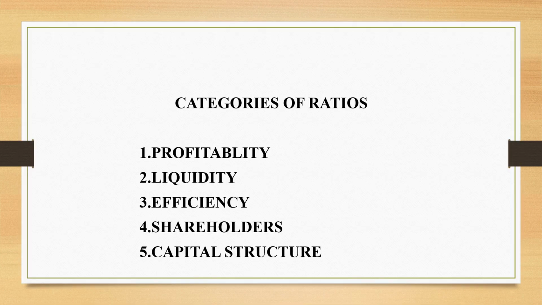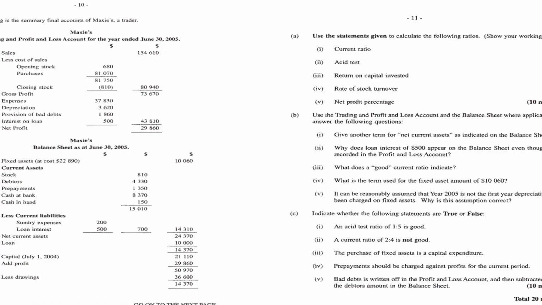The five main categories of ratios are profitability, liquidity, efficiency, shareholders, and capital structure. In this presentation, we will use the statements given to calculate the following ratios, and we are asked to show the workings. The first ratio we will calculate is the current ratio.